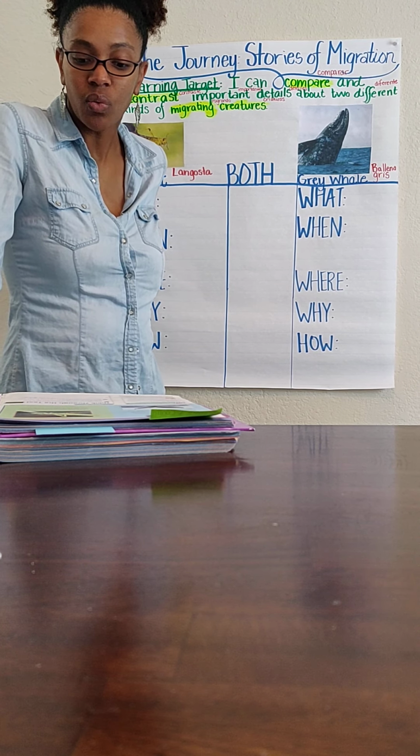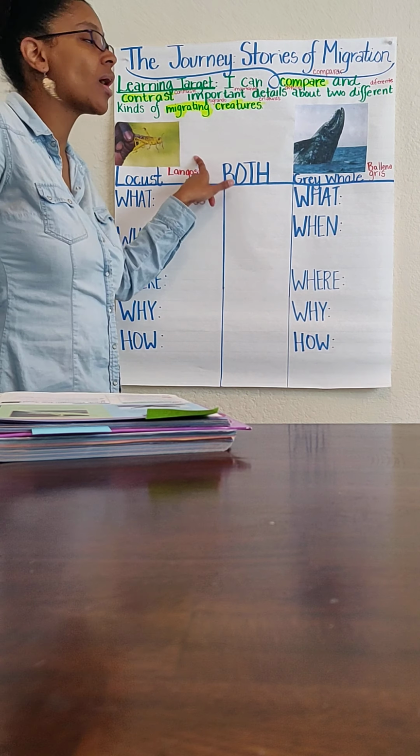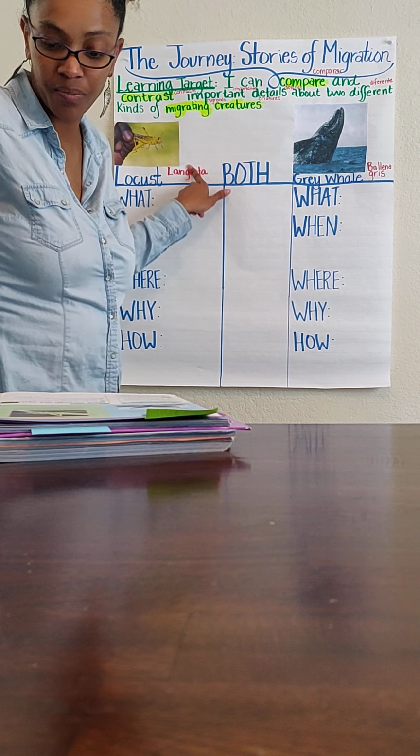So good readers, stop and think. I'm going to go back to paragraph 1 and look for this: what, when, where, why, and how. And we already know the who is the locust, because this is what we're talking about. The locust is who we're talking about.